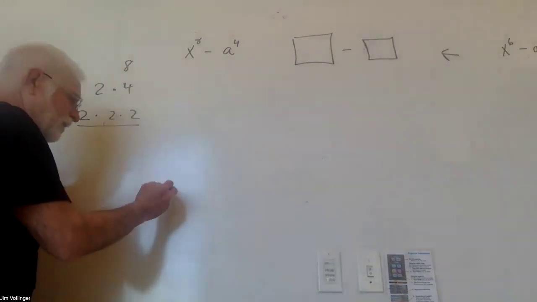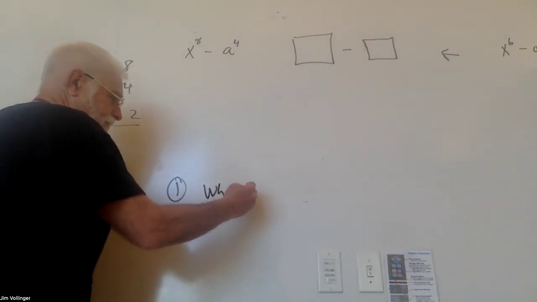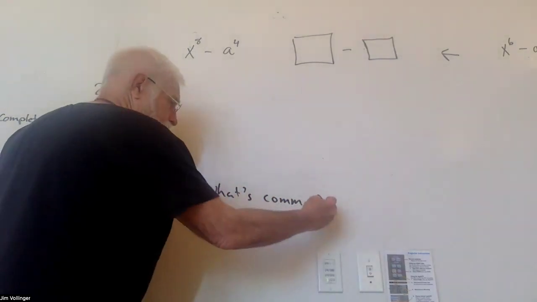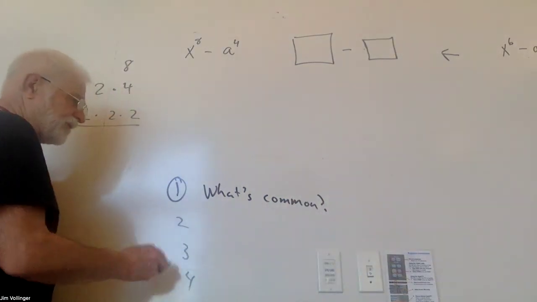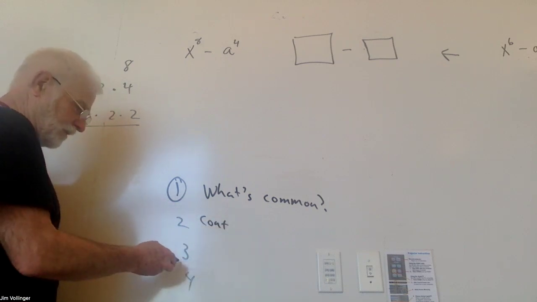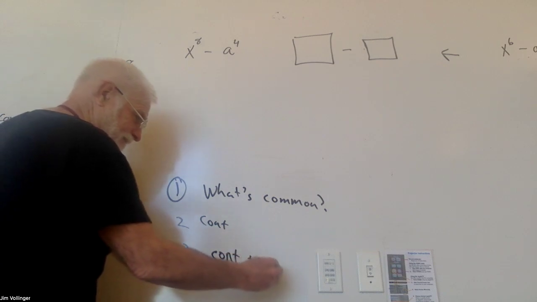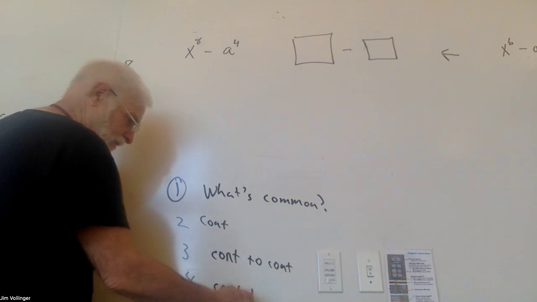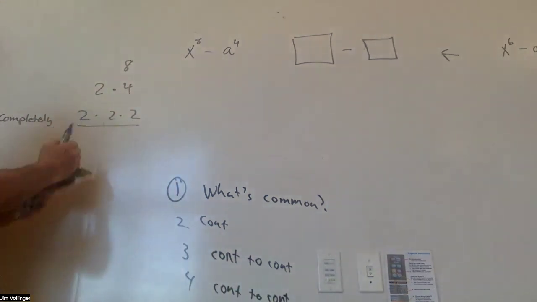I'm starting to hear people say, rule number 1, what's common? I'm not hearing 2, 3, 4, so on and so forth. Second rule is continue, if possible. The third rule is continue to continue. And number 4 is continue to continue to continue. In other words, you keep going until you got all the prime factors.